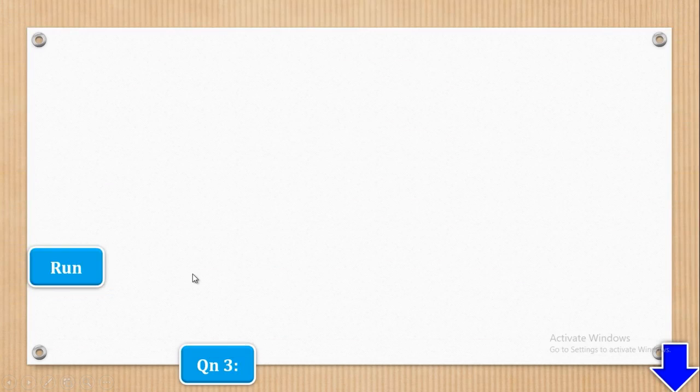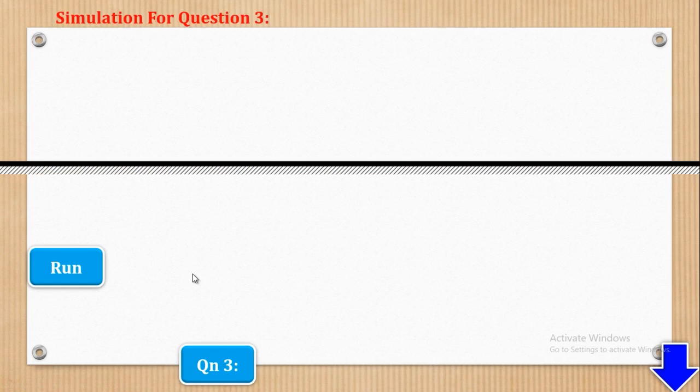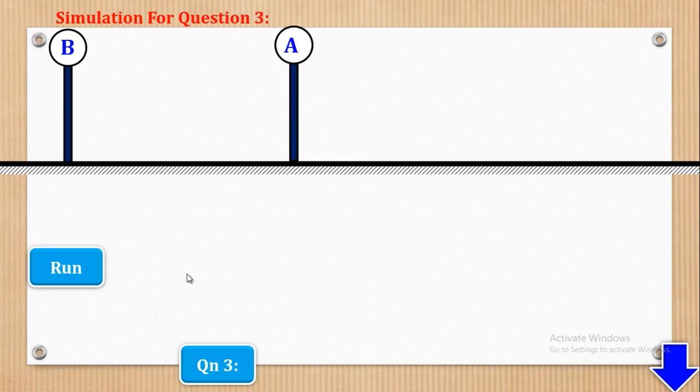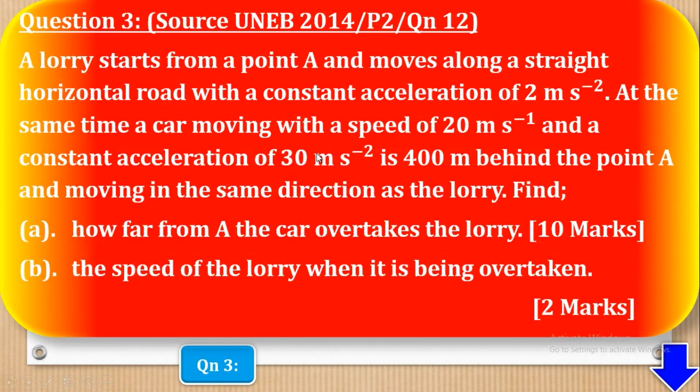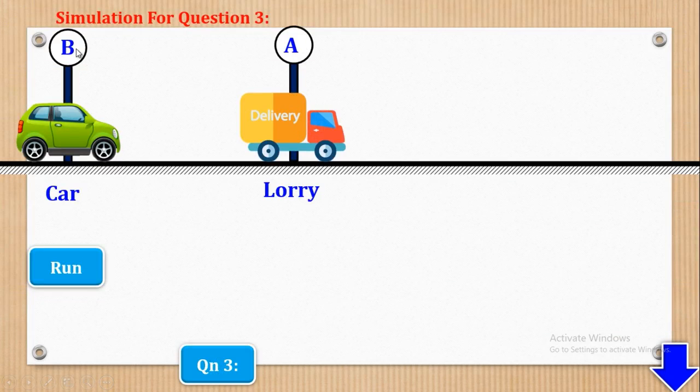Okay, so what we are going to do, we are going to first design a simulation for the information given in the question. Those are the 2 points, 1 point will be for the car, another point will be for the lorry. Just as the information was given, they say that the car is 400 meters behind the lorry. So this is point A where the lorry is, and this is point B where the car is, and the distance from B to A is 400 meters.